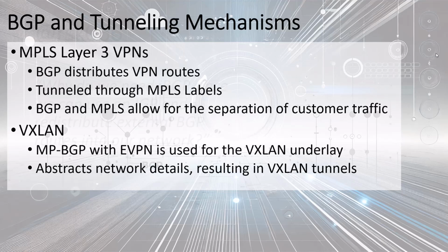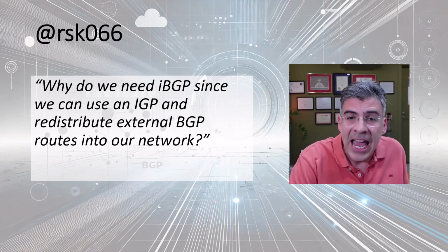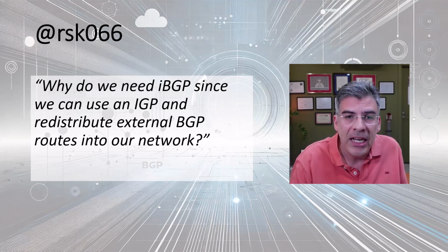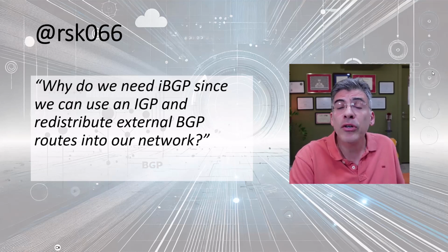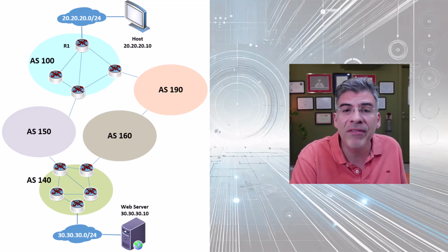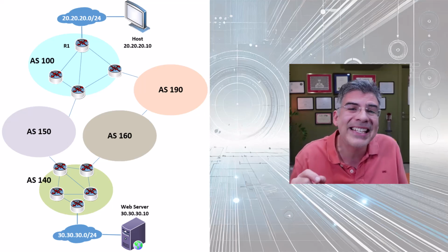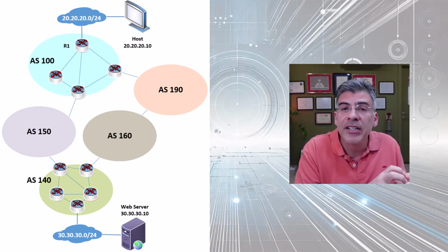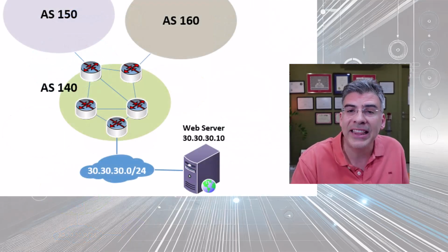Now, finally, we've come to our last question, which comes from RSK066, and they ask why we need iBGP since we can use an IGP and redistribute external BGP routes into our network. Well, actually, that's a very good question. Now, this is a question that's often asked and is one of the difficult parts of learning about BGP. The logic behind the architecture of BGP is that BGP is used to advertise routes from within an AS to regions that are outside of the AS.